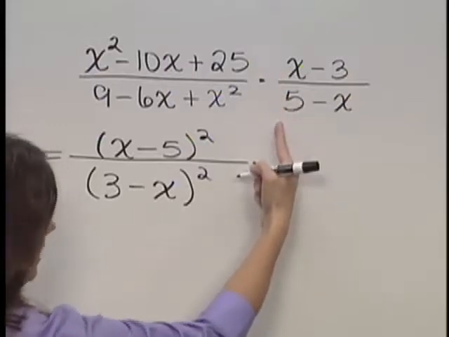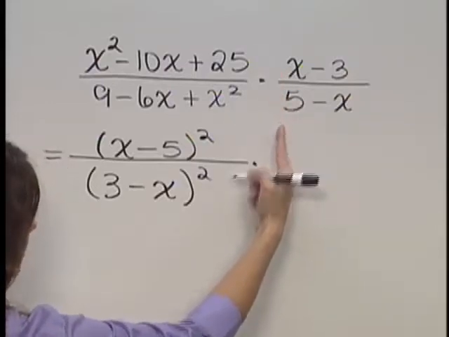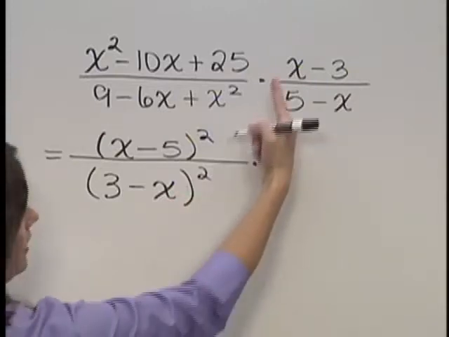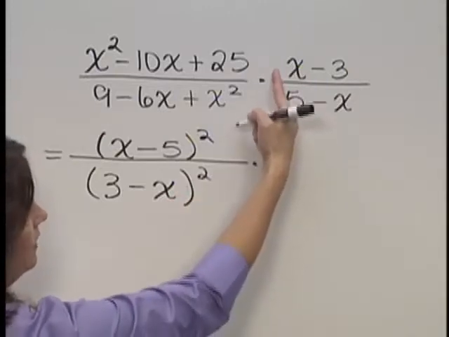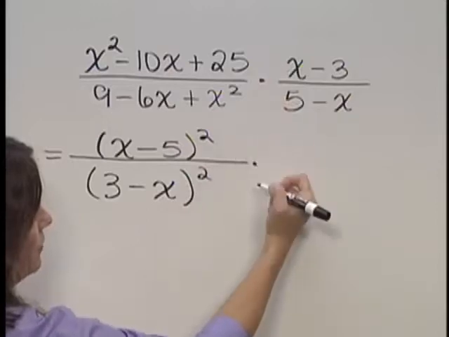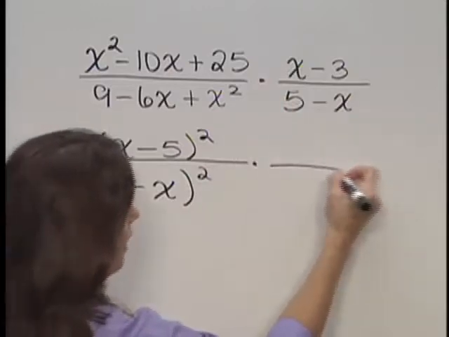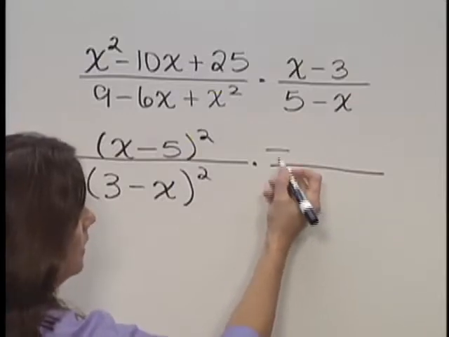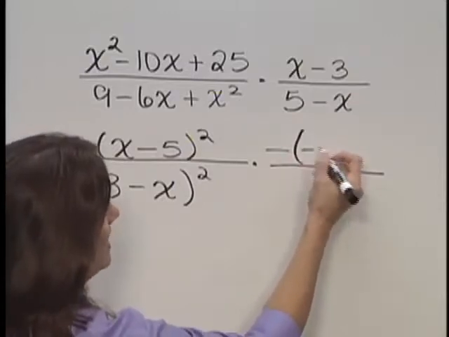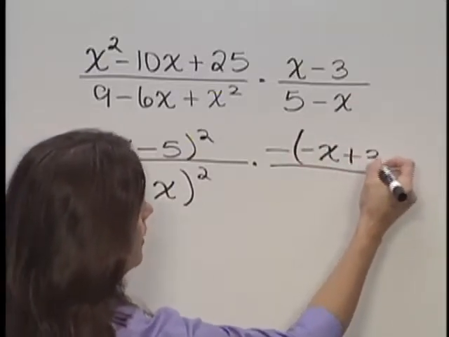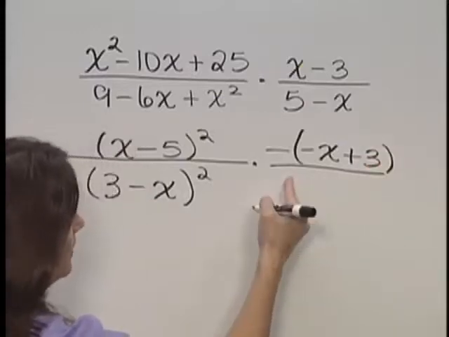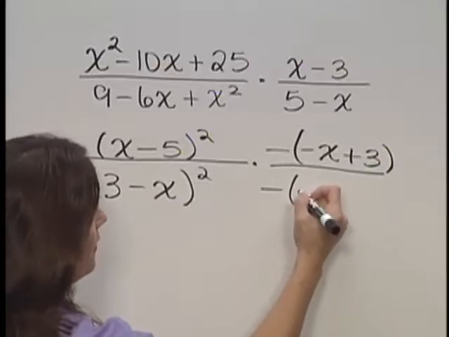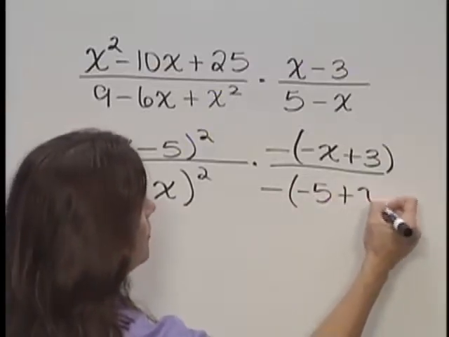Now looking at our second fraction, I'd sure like to see these factors repeated. Notice that they are opposites, and so let's factor a negative sign out of each of these. In the numerator, factoring out a negative sign, or you might think of that as a negative 1, gives the negative of negative x plus 3. And in the denominator, factoring out a negative sign, or a negative 1, gives the negative of negative 5 plus x.